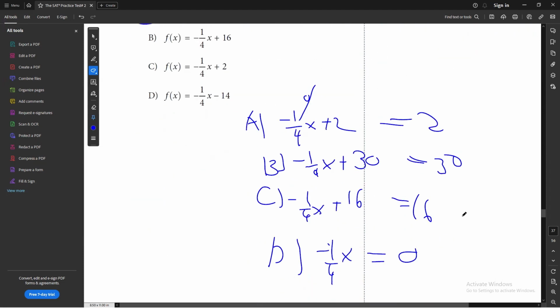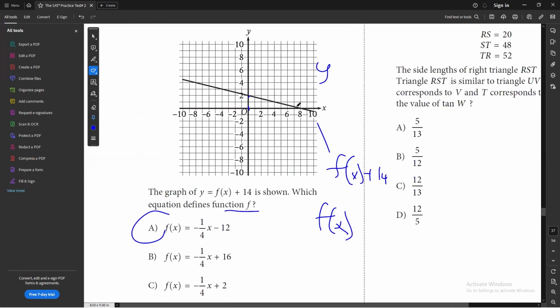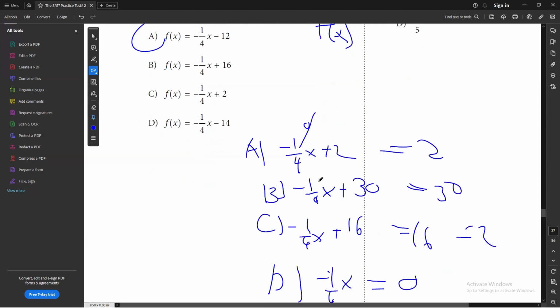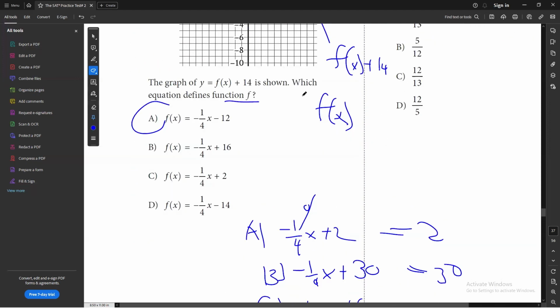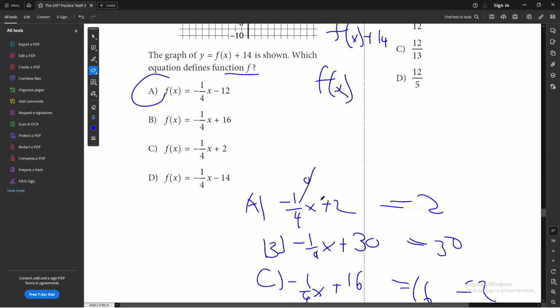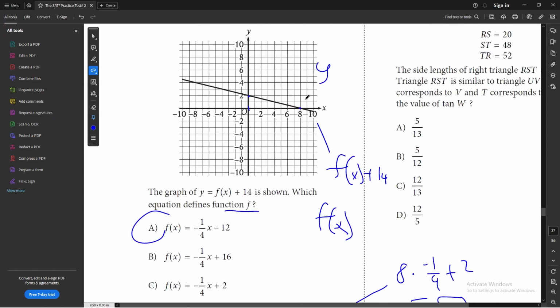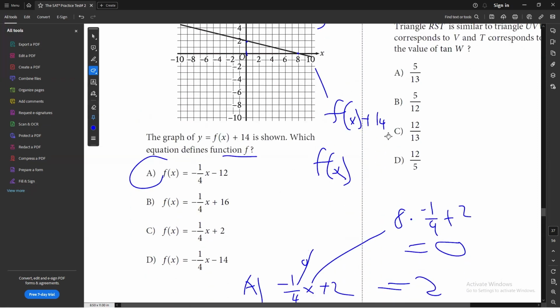If I got something else with 2, I would check my x-intercept. I would plug in 8 as my x value, and I would end up with 0. Just to make sure, you can try it out: 8 times -1/4 plus 2. This will be equal to 0, which is also shown on my graph. All right.